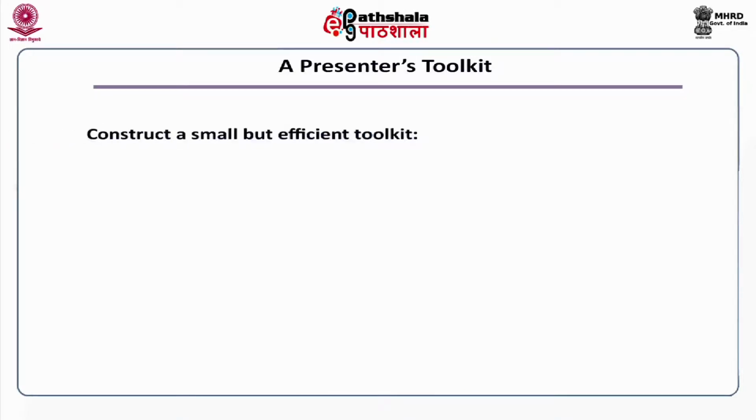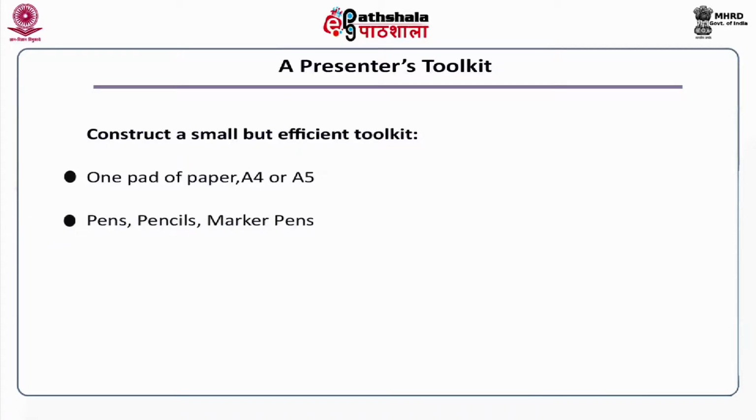A presenter or a trainer needs to keep the following things in order to make delivery effective. He or she should construct a small but efficient toolkit containing one pad of papers, could be A4 or A5 size sheets, pens, pencils, marker pens, an adhesive tape, calculator and a stapler.